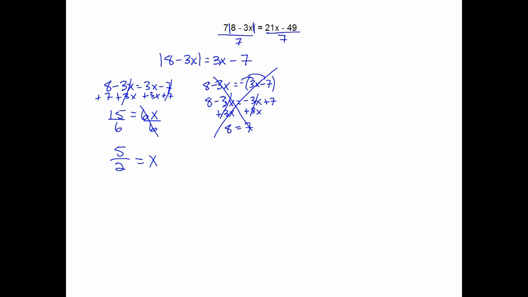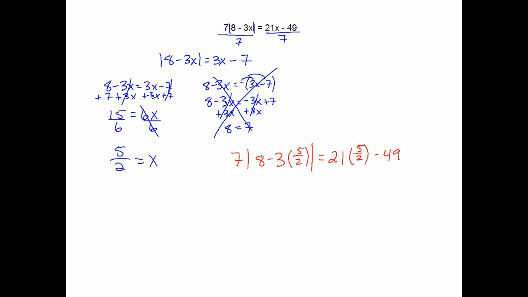You always want to use your original. You don't want to use anything that was changed. Always go back to your original. So I have 7 times the absolute value of 8 minus 3 times 5 over 2, equals 21 times 5 over 2 minus 49.